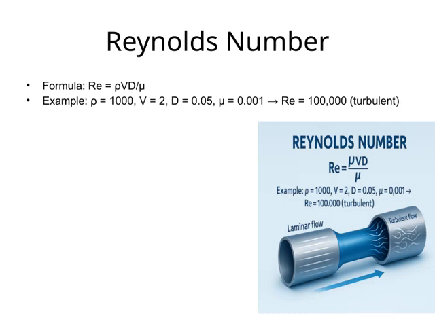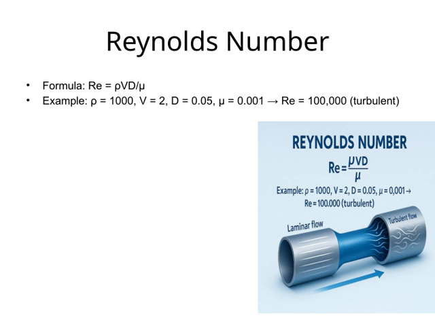Let's take a closer look at the Reynolds number, which is a key concept in fluid dynamics. The formula for Reynolds number is Re equals ρ times V times D divided by mu. To break that down, ρ represents the fluid density, V is the velocity of the fluid, D is the characteristic length or diameter, and mu is the dynamic viscosity of the fluid. This number helps us determine whether the flow is laminar or turbulent.